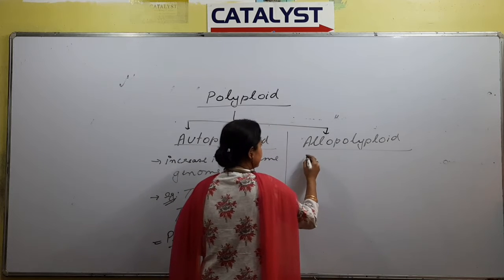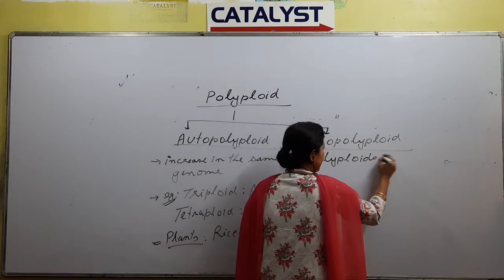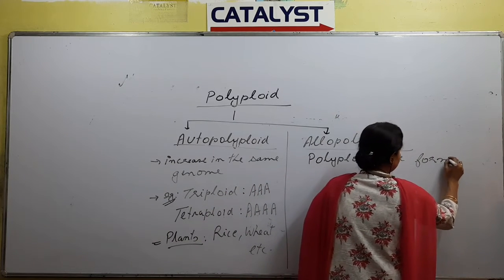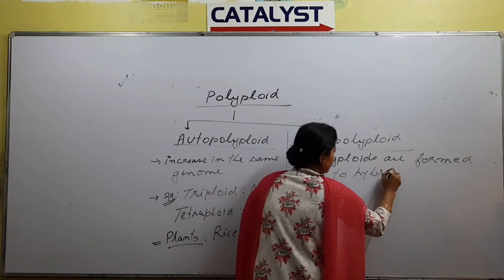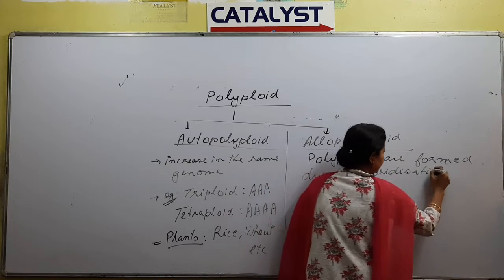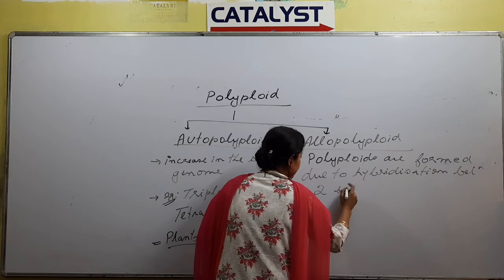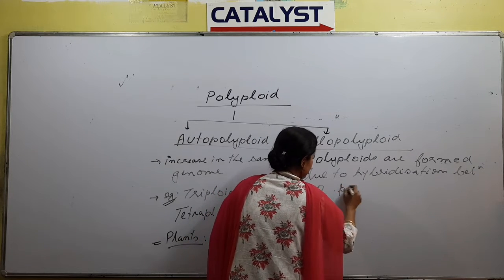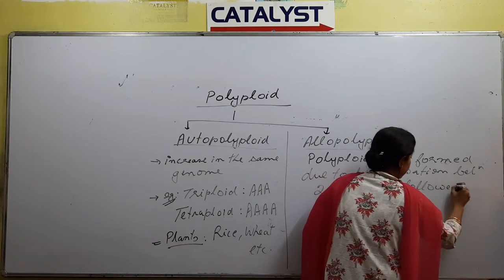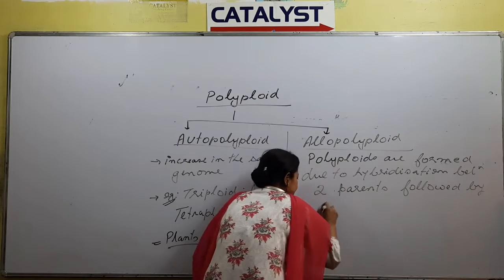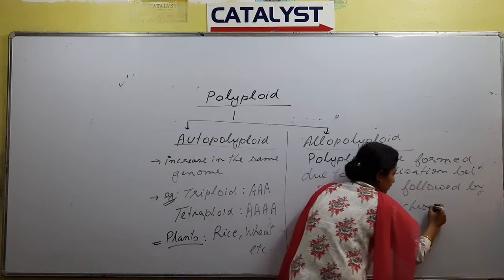In this, what happens is polyploids are formed due to hybridization between 2 parents, you can write, or 2 species you can write, followed by doubling of chromosomes, right?